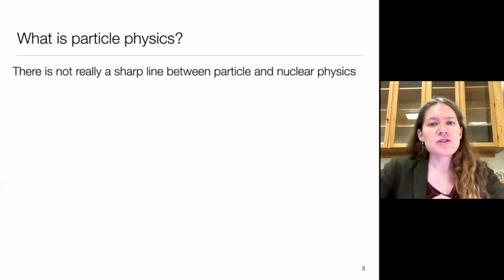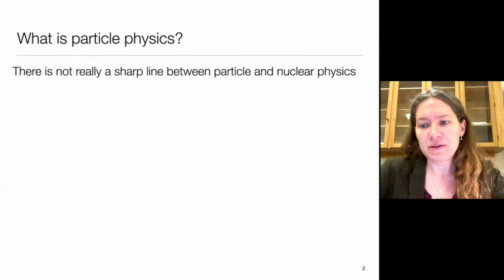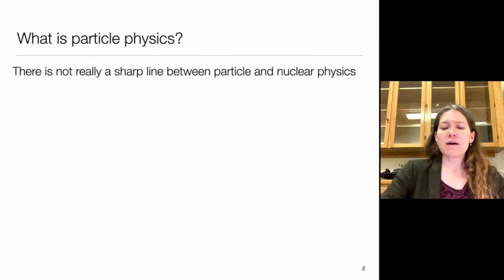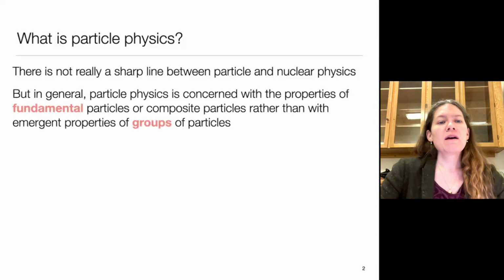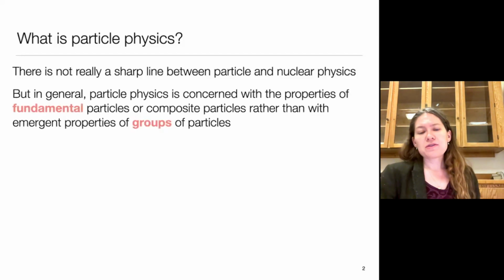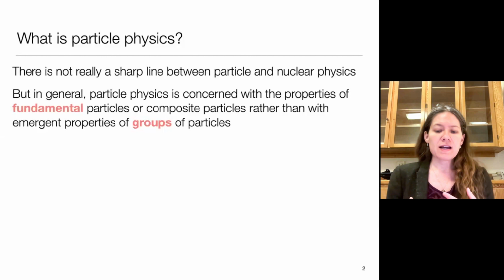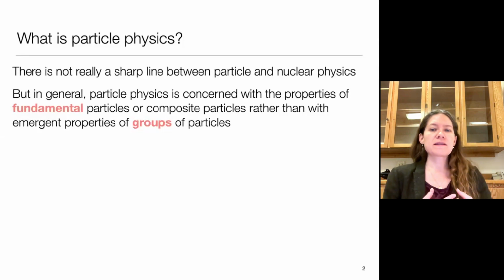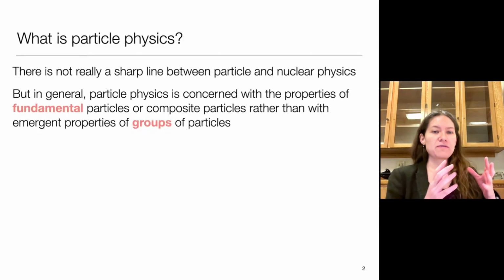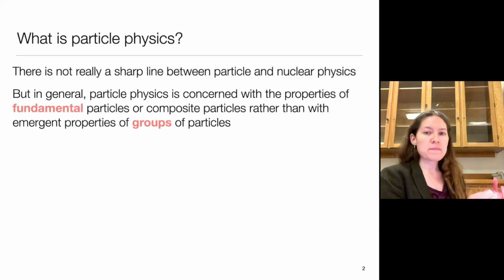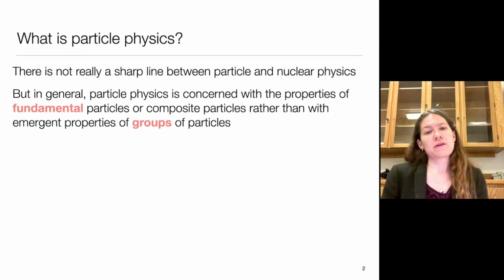There really isn't a sharp line between particle and nuclear physics. I'll start out by saying this. The two are very, very interconnected. But in general, if I were to try to define where the differences lie, I would say that particle physics is concerned with the properties of fundamental particles or composite particles, rather than with emergent properties of groups of particles.